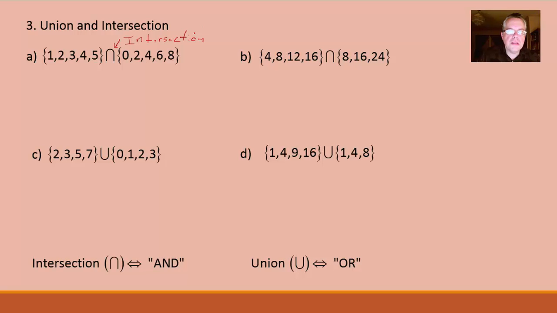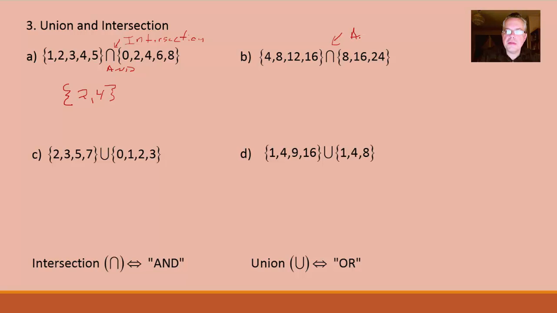So it's asking which numbers are in the first set and the second set. So I'm going to write "and" beneath it. So it's an upside down U. Which numbers are in both? So there's my goofy set symbol, my set bracket. And I see that the number 2 is in both and 4 is in both. Okay, this one is intersection also.